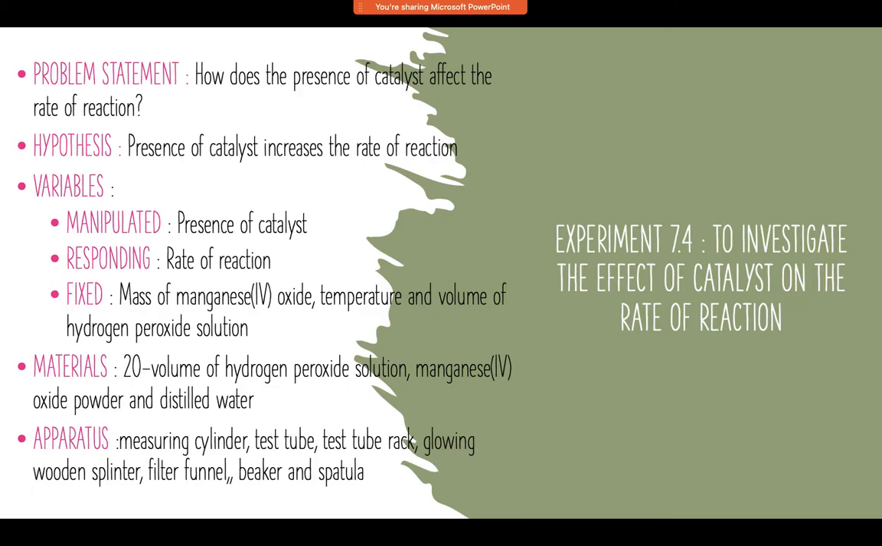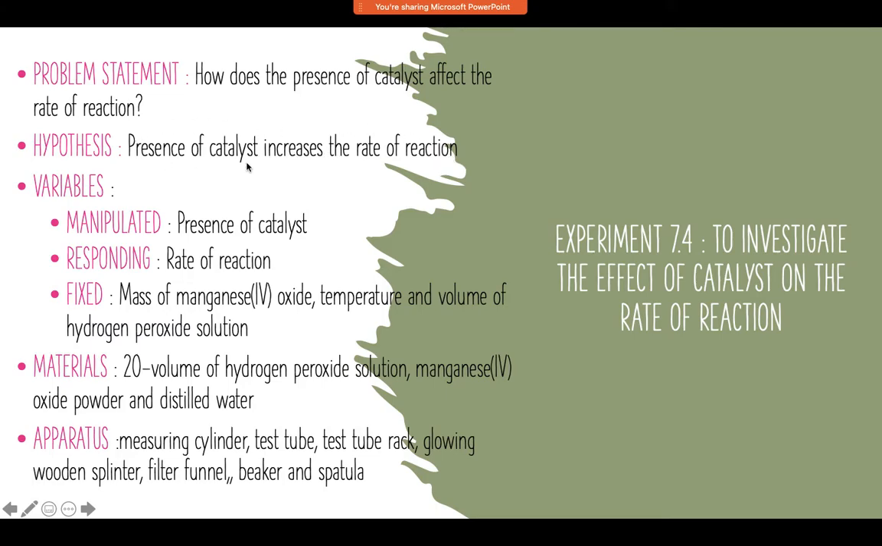Okay, so let's look at experiment 7.4 to investigate the effect of catalyst on the rate of reaction. So we have the problem statement: how does the presence of catalyst affect the rate of reaction? So untuk our hypothesis here, since kita nak kaji the presence of the catalyst, maksudnya kita akan buat 2 sets of experiment. One is with the catalyst and the other one is without the presence of the catalyst, the absence of the catalyst. Jadi hypothesis kita mestilah secara comparison. So the presence of catalyst will increase the rate of reaction.